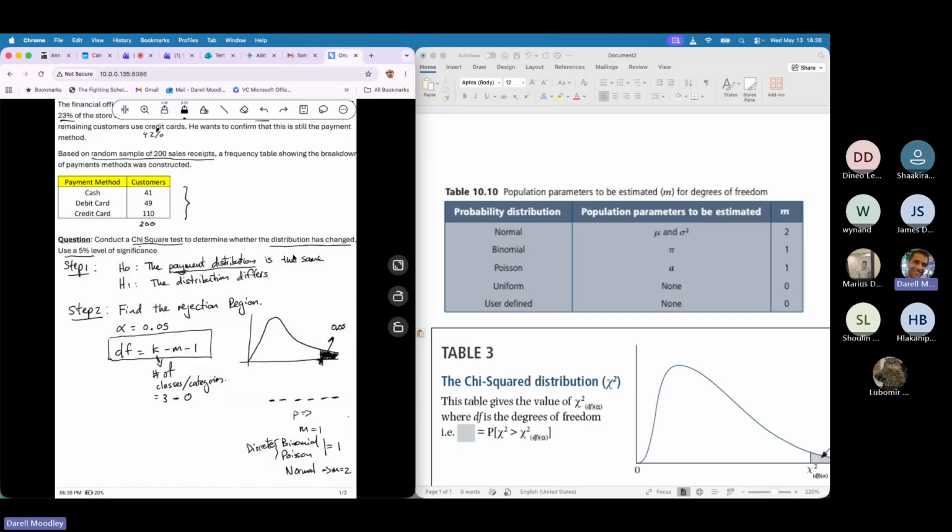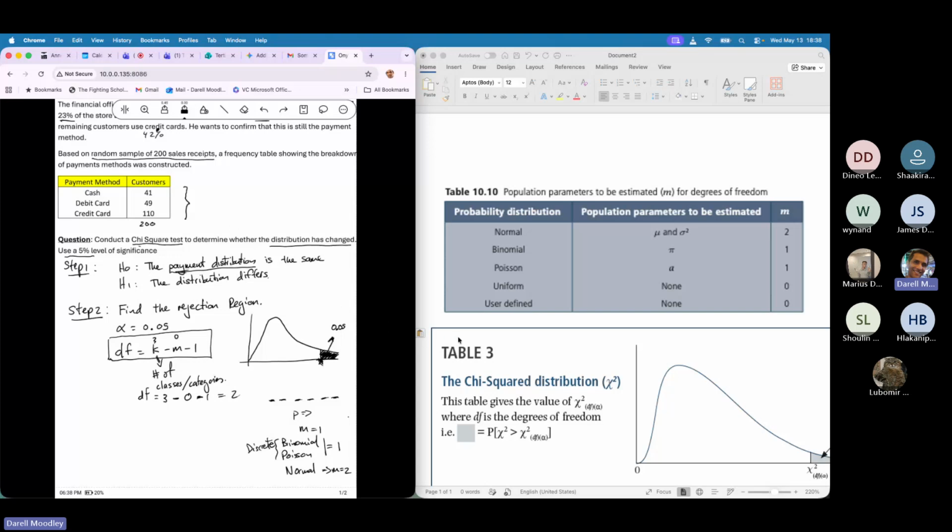Nothing. All right, so we know our M. In our example, our M is 0. So K is 3, M is 0, and then the 1 you know. So we're just gonna plug all the values in. And if you work that out, you get 2. So that's our degrees of freedom. Okay, so our degrees of freedom is 2.